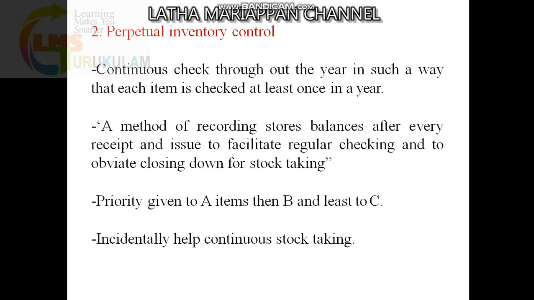Perpetual inventory control. So it is a continuous check throughout the year, in such a way that each item is checked at least once in a year. It is a method of recording store balance after every receipt and issue, to facilitate regular checking and to obviate closing down for stock taking. Priority is given to A items, then B items, and last C items. So incidentally it helps continuous stock taking.